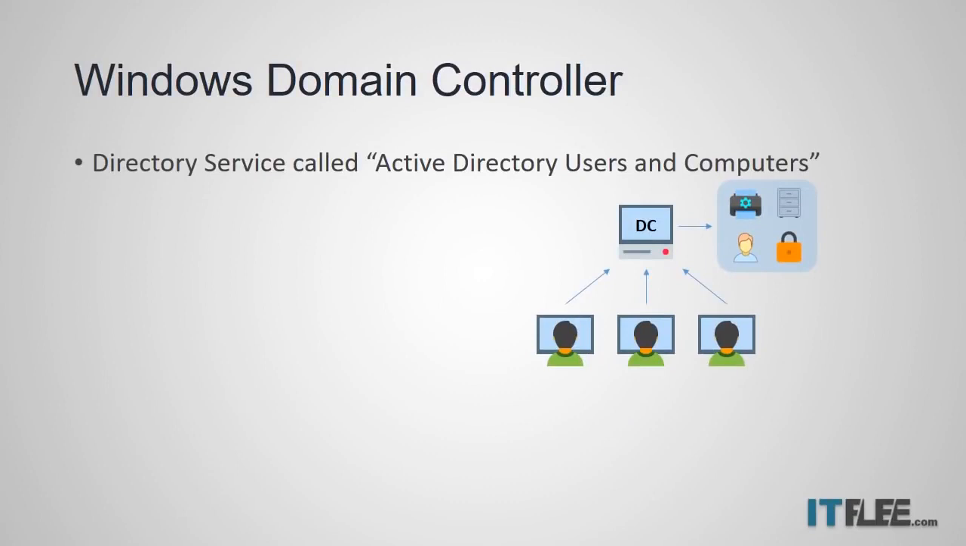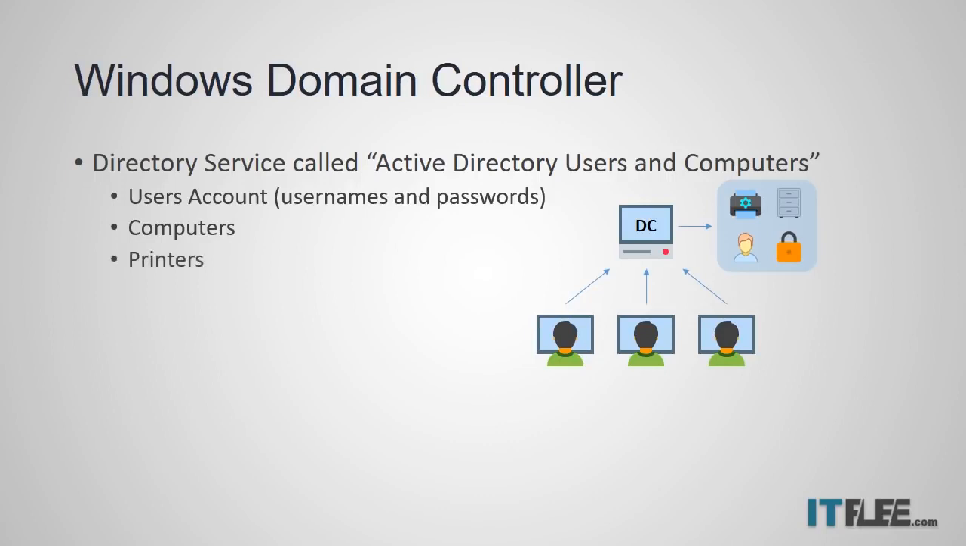Domain controllers use a tool called Active Directory Users and Computers, commonly referred to as AD or Active Directory. This tool is used to not only manage user and computer accounts, but it also acts as a directory service for resources on your network, like printers or file shares. When a domain user searches for a new printer to install, they will find all the printers that have been added to the domain controller with Active Directory.